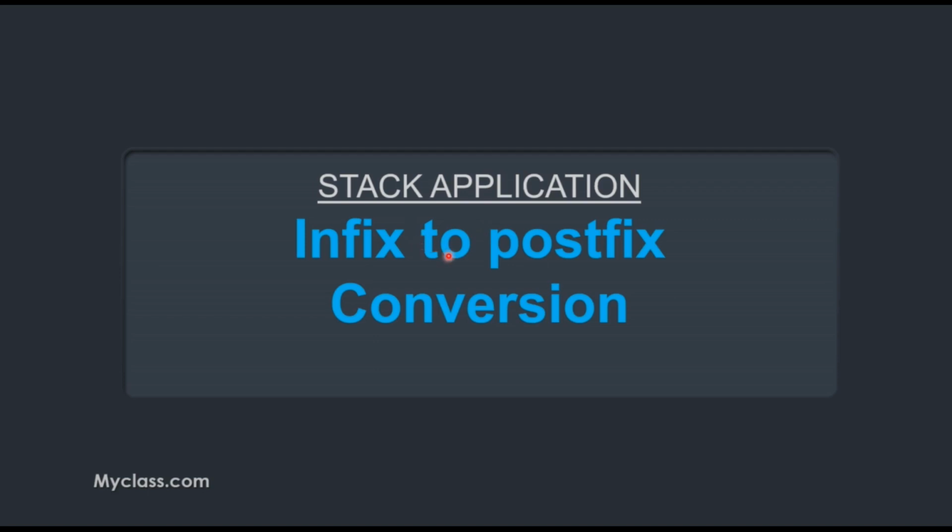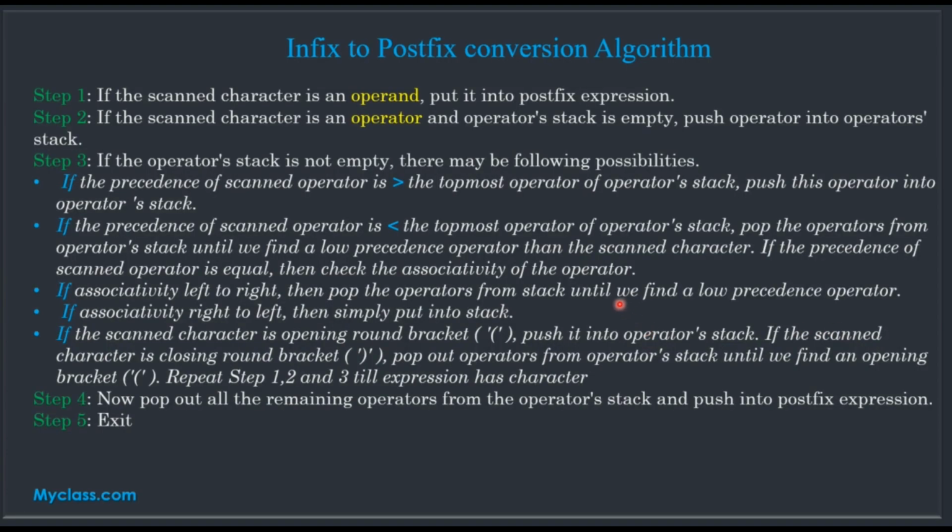Our topic, infix to postfix conversion. It is coming under stack application. We are using a stack data structure to convert an infix arithmetic expression to a postfix expression. So let's start. This is the algorithm for infix to postfix conversion.